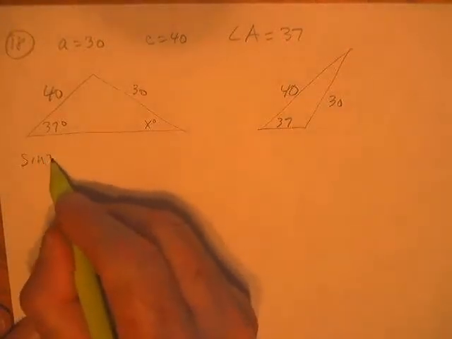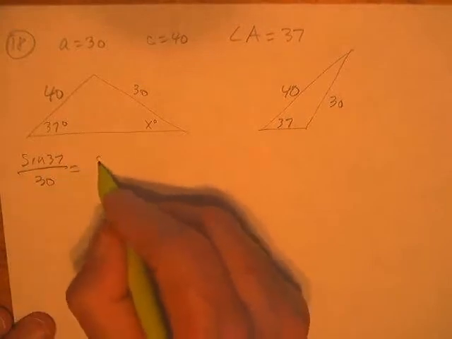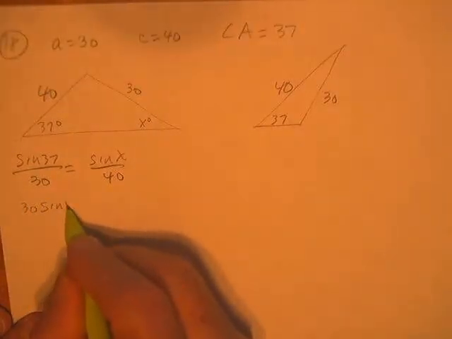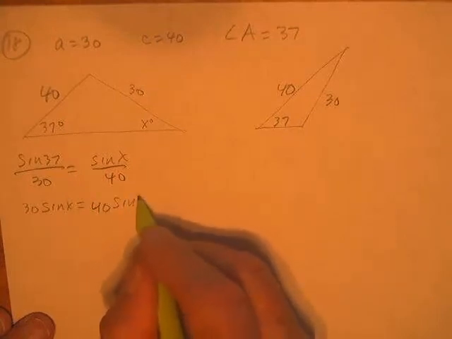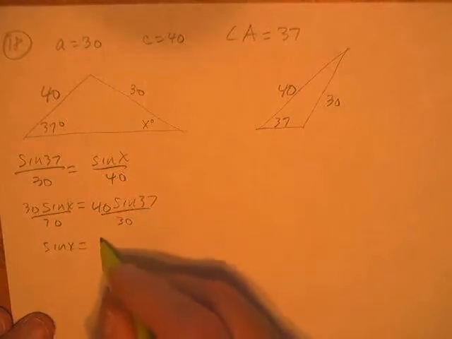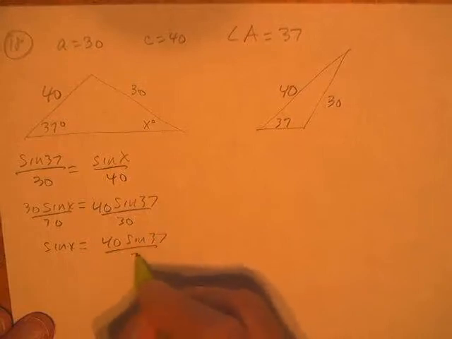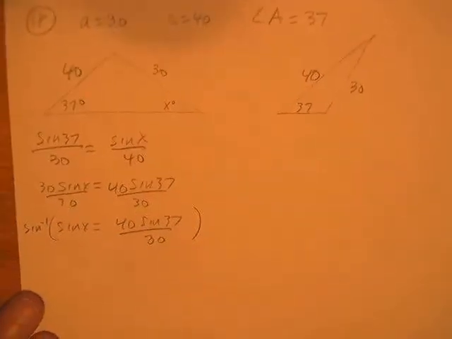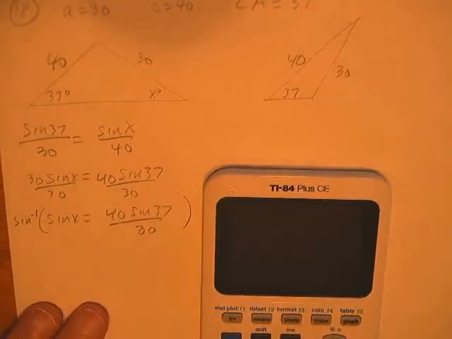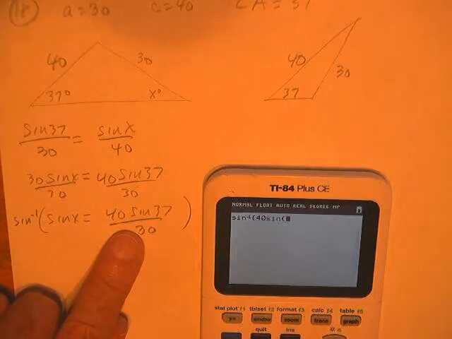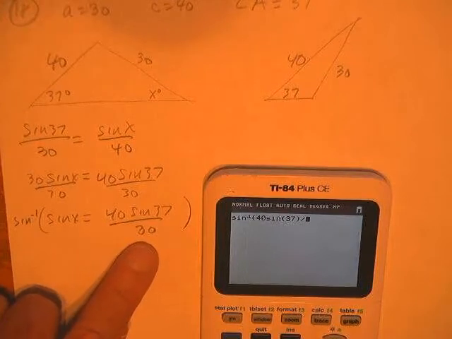So how about sine of 37 over 30 equals sine of x over 40. So if you cross multiply, you get this. You divide by 30, and you get this. And then you take the inverse sine of both sides. Okay, so let's calculate that. How do we do it all at once? Second sine of 40 sine 37. You're only going to do the inverse when you're looking for an angle. Don't do it any other time.